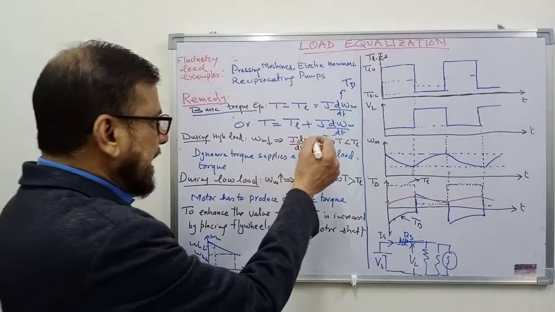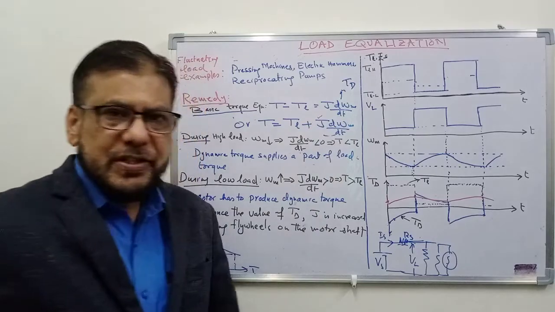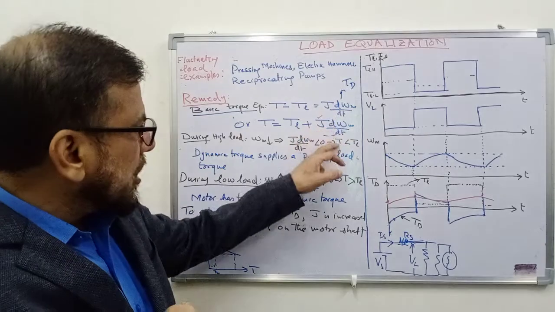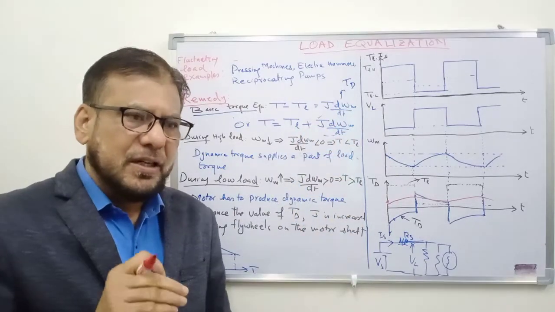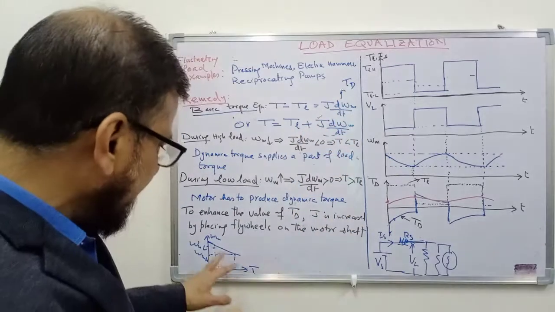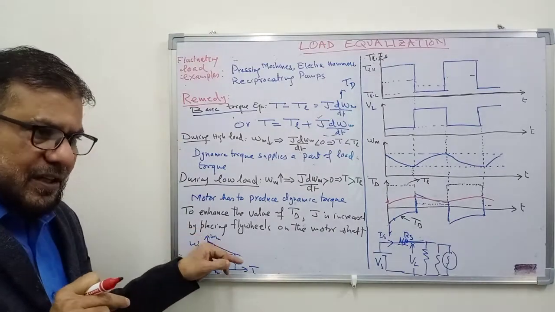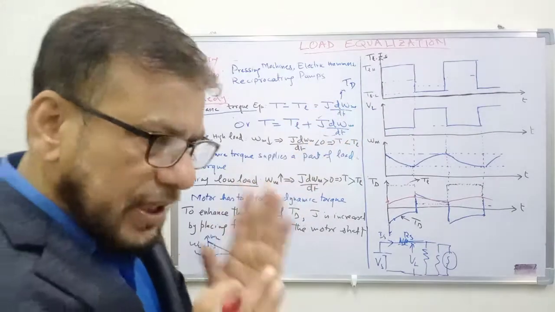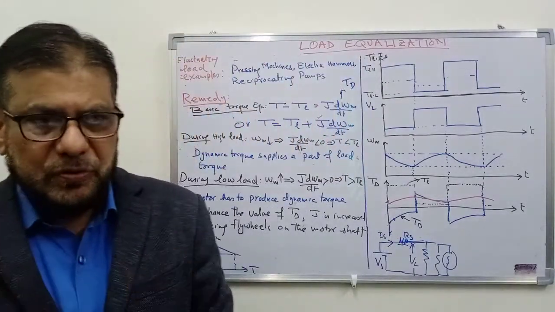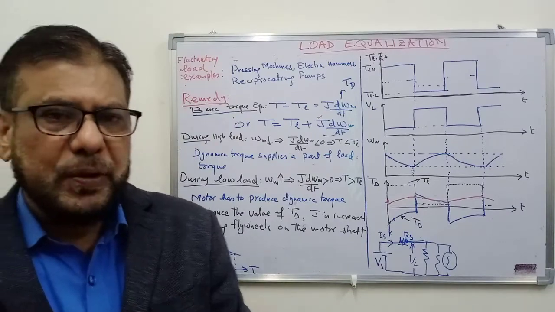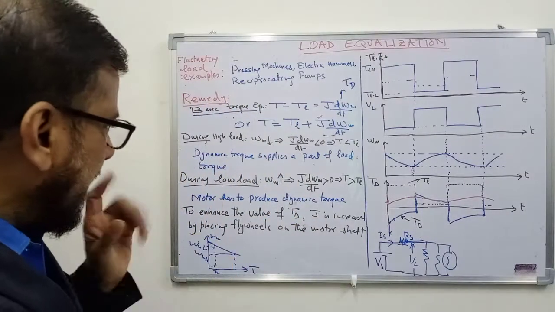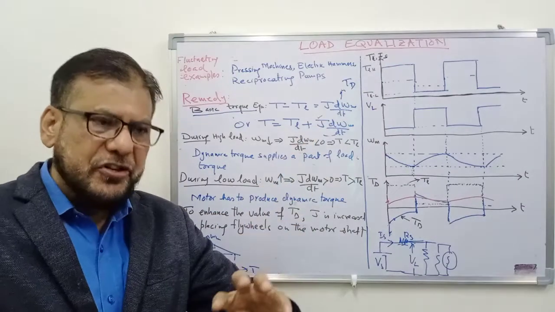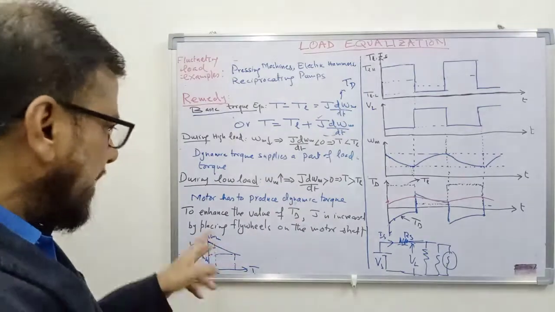So you know that dynamic torque depends on J and d omega m over dt. The value of d omega m over dt will depend on the characteristic of the motor. If you take a motor of slightly more drooping characteristics, then this term will increase. So if you want to equalize the load, you have to choose a motor with a higher drooping characteristic. And number two, you have to increase the value of J. You have to increase the moment of inertia of the system. For that, what can you do?